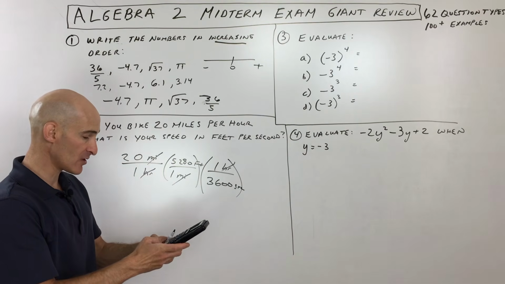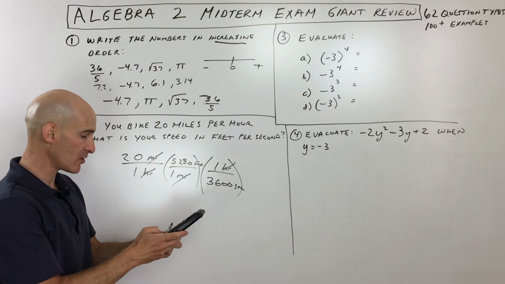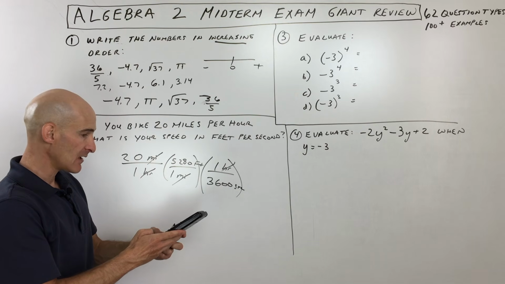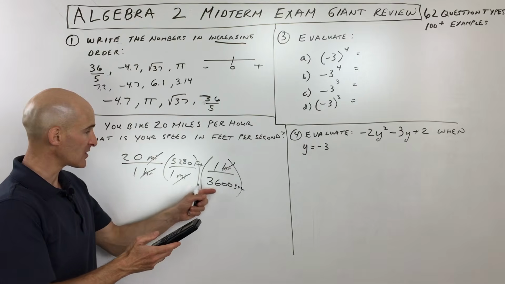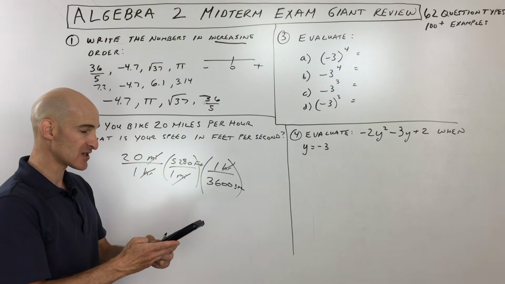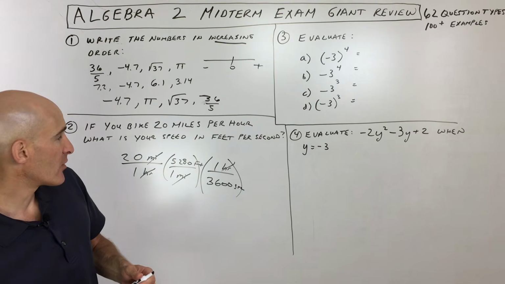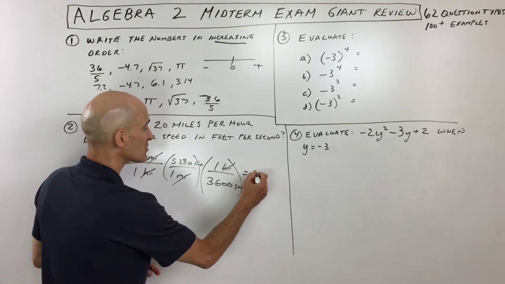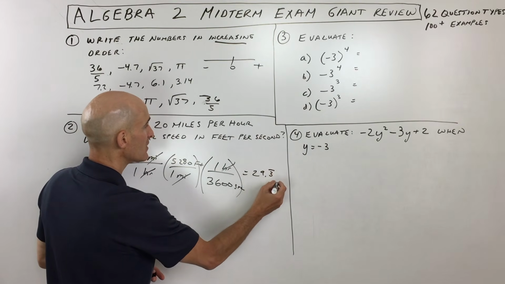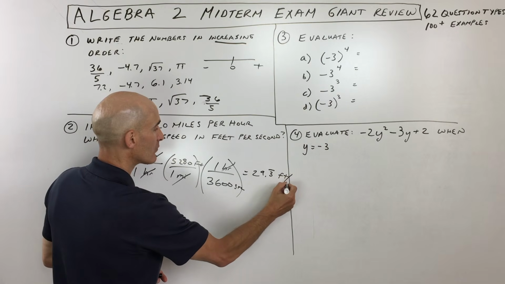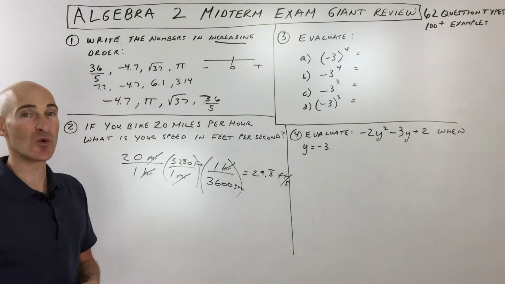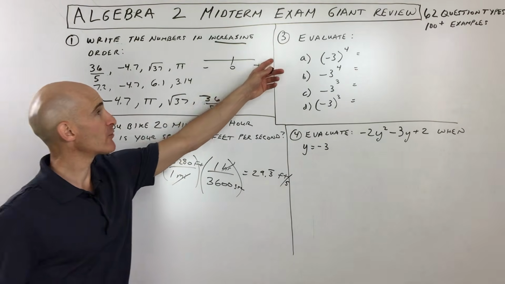So if we do that, I'm going to go to the calculator, 20 times 5,280. Okay, and then I'm going to divide that by 1 times 3,600, which just comes out to 3,600, and that comes out to 29.33. I'm just going to round it to 29.3 repeating feet per second. So you're with me so far? So let's go to number 3 now.